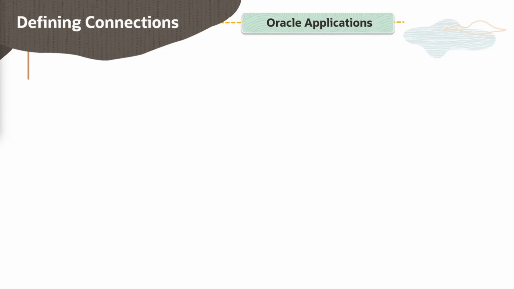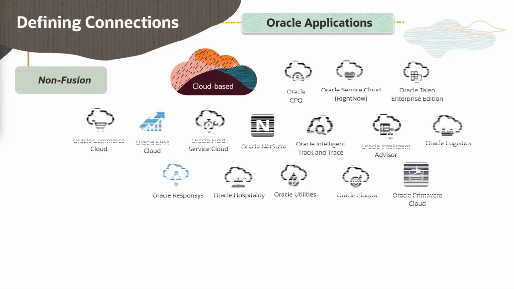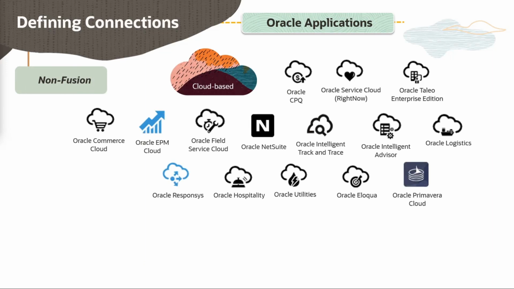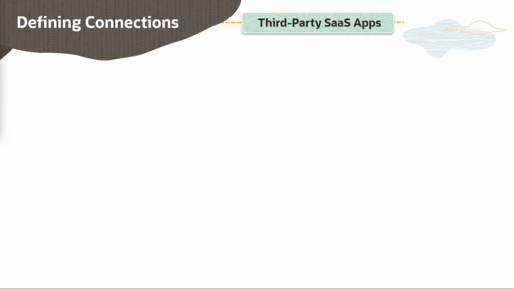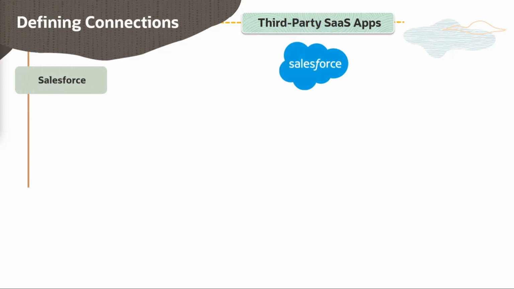In addition to those Oracle Fusion Cloud apps, there are adapters for a host of other Oracle Cloud applications, along with these Oracle on-premise apps. Suffice it to say that each of these will present their own security options, as well as requirements for connection property details. Let's now shift to third-party SaaS applications, starting with the Salesforce Customer Relationship Management platform.